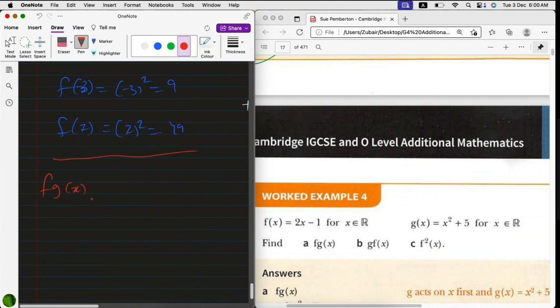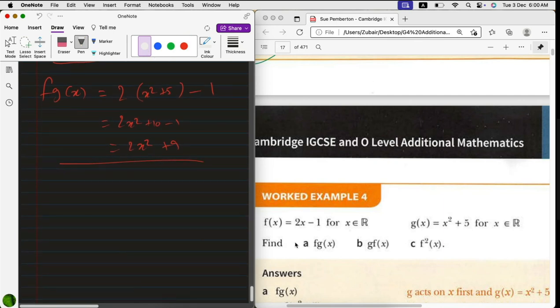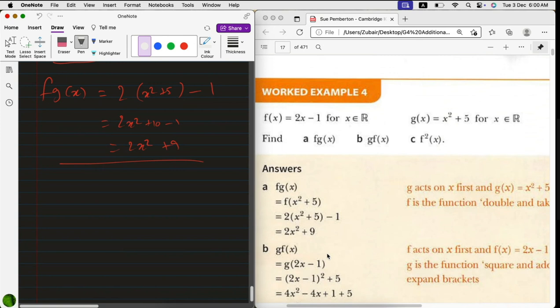So the first one was fg(x), so we are substituting g in f, where this is f and g is x squared plus 5. Simplifying, 2x squared plus 10 minus 1 is 2x squared plus 9. Let us just finish and then compare. Just compare 2x squared plus 9.